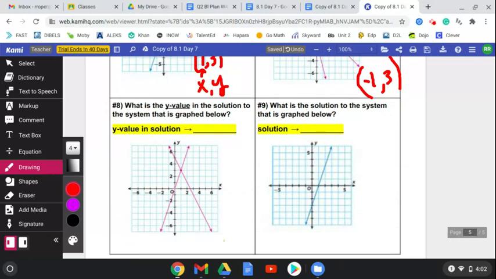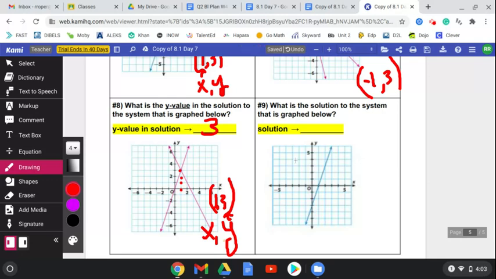All right, so the solution would be right 1, up 3. So the solution is 1, 3. So which one's the y value? The second number, right? 3. Y value is 3 in the solution.